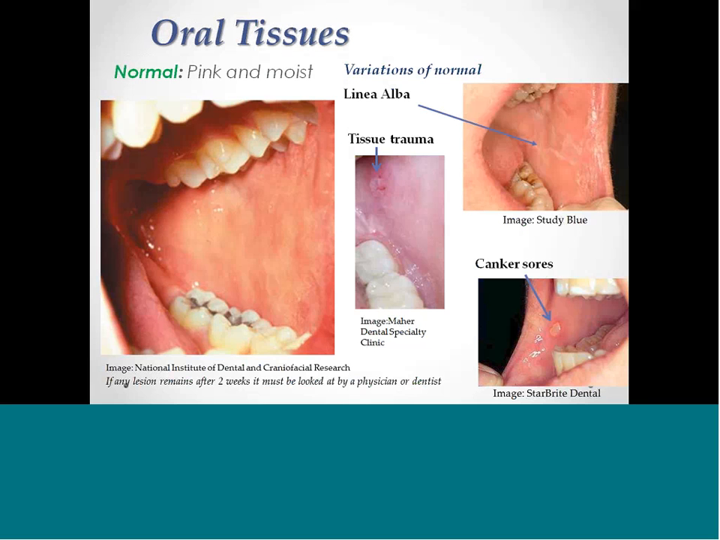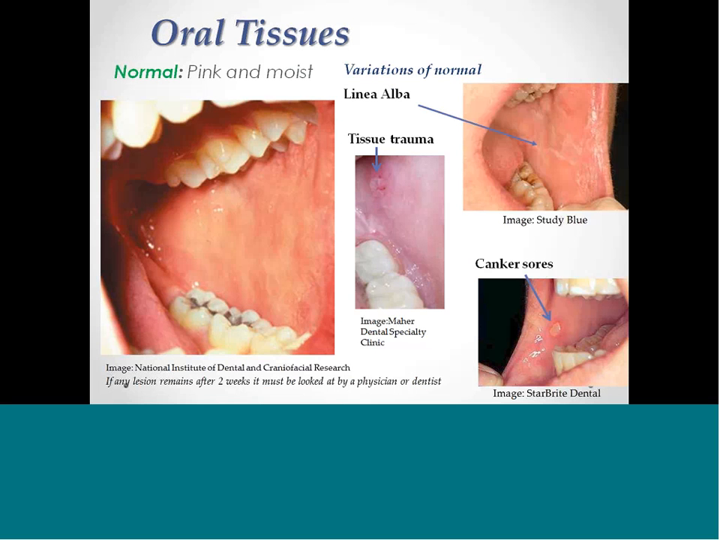Linea alba, which is a white line or lines on the cheek, is an irritation of tissue that is often related to cheek biting and clenching. It can be found on one or both cheeks. The second picture demonstrates tissue trauma. This can occur from cheek biting, and other sources.